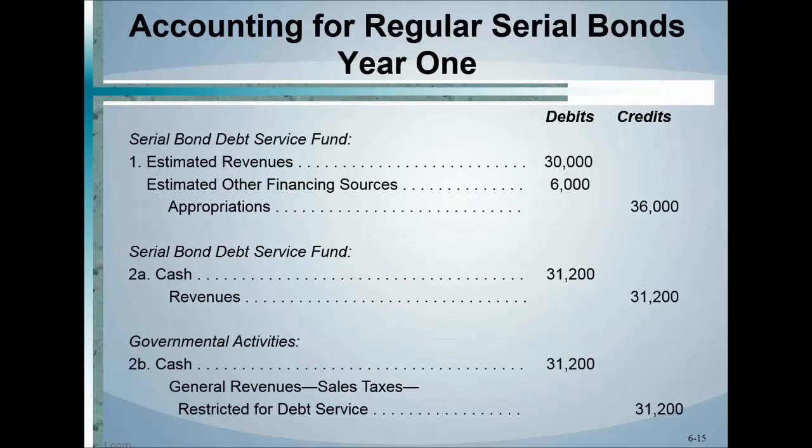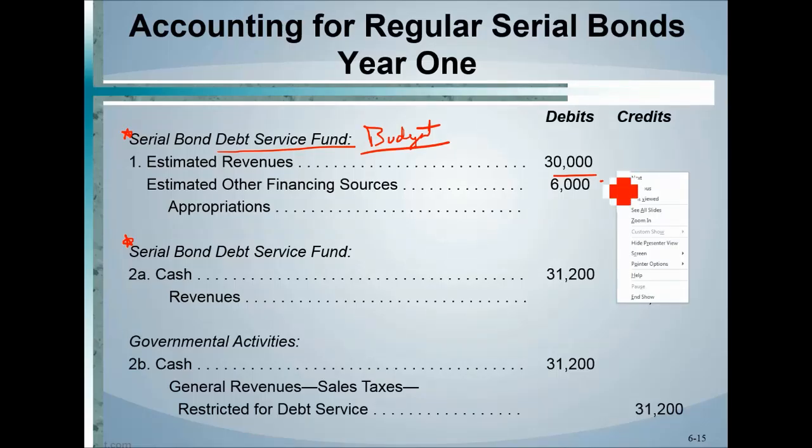Okay. Now we're going to talk about some of the journal entries that accompany a regular serial bond. As we list these, with each entry we're going to list what fund the entries go into. The very first are our budgets. We don't necessarily budget in the government-wide or governmental activities side of things, but we do budget within our debt service fund. We budget this much revenue, we budget the appropriations, and then we also have the 6% here, which is also a component of residual equity to be transferred from the fire.